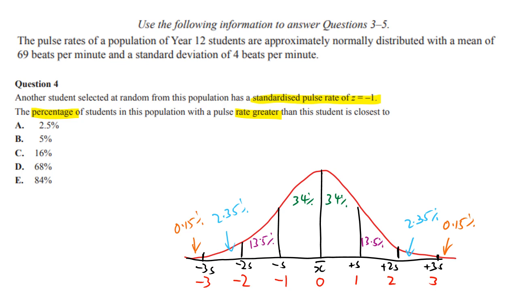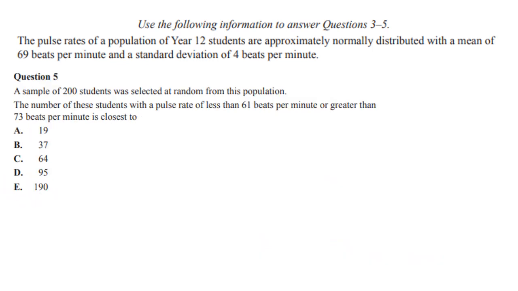So if we're starting at -1, we're starting here and we want to go greater. So it's all that area beyond there. We've got to basically add up all of these numbers, or you can do 100 minus the other bit. And so what you should be able to do with that is get the answer of, well, it looks pretty obvious, doesn't it? It's going to be 84%. So the answer is E.